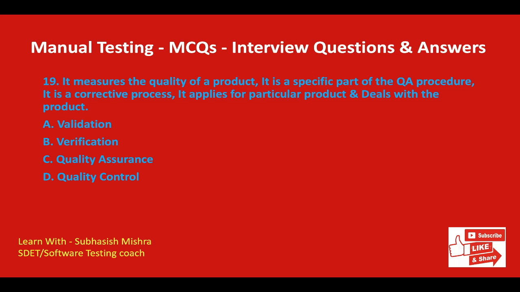So read it carefully. It measures the quality of a product. It is a specific part of the QA procedure. It is a corrective process. It applies for the particular product and deals with the product. So it is known as quality control. Okay, let's move to the next.